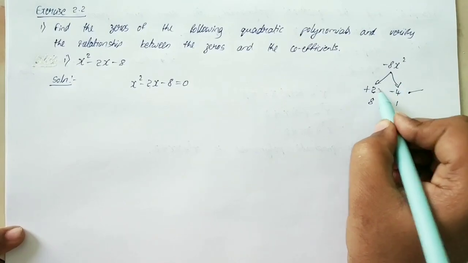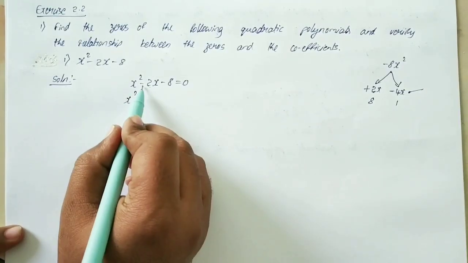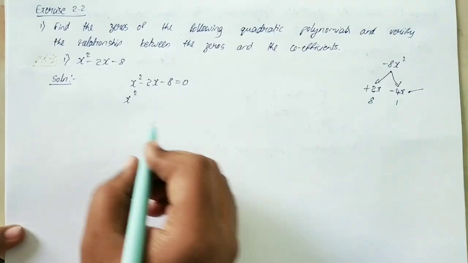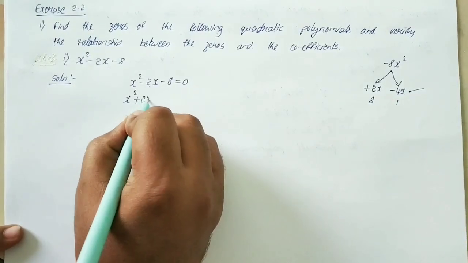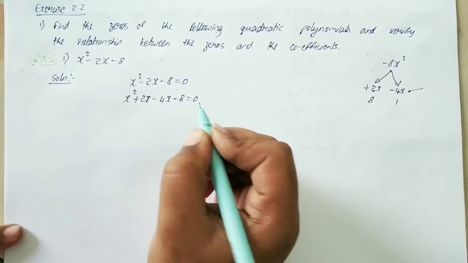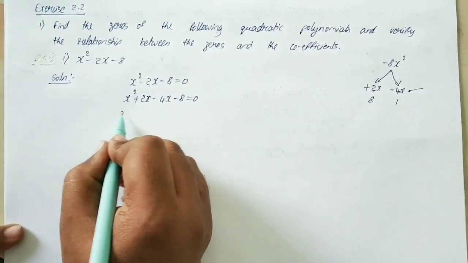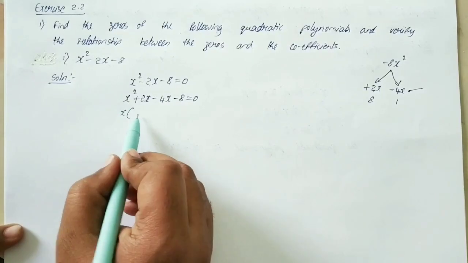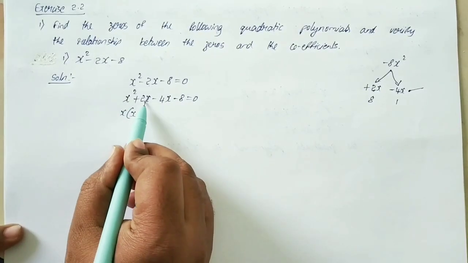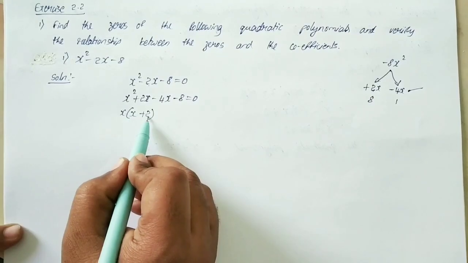So x square, here 1x and here 1x. So x square, in place of minus 2x we'll write plus 2x minus 4x minus 8 is equal to 0. What is common in the first two terms? x, right? If I take x common, the remaining is x plus 2. As we took x already outside, the remaining is 2.